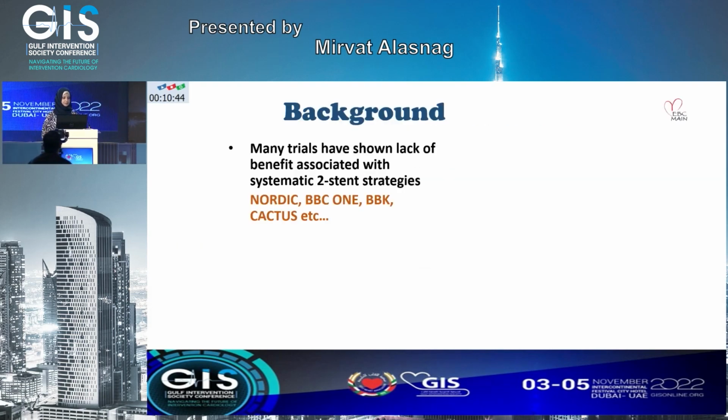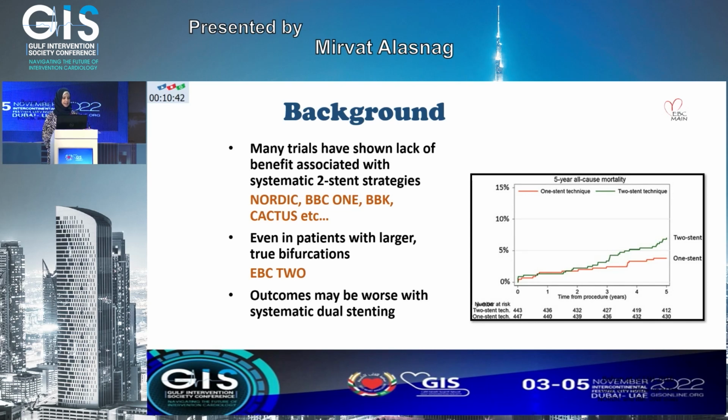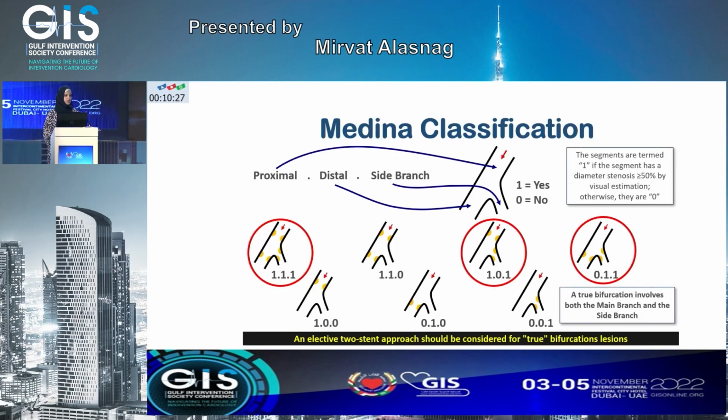And with T, you don't want a gap. But when we look at the totality of evidence, we do know that outcomes are worse with a systematic dual stenting technique. Hence, most of the guidelines, including the EBC document, recommend a stepwise provisional as the default strategy with exceptions. So what are the exceptions?